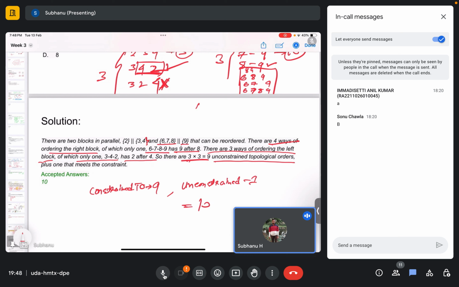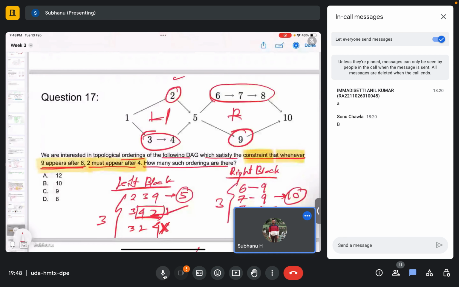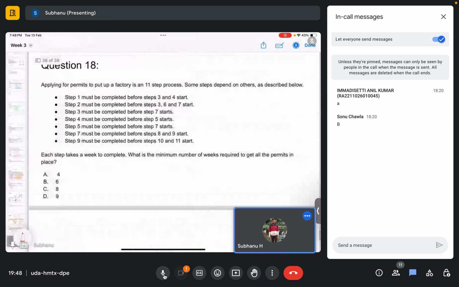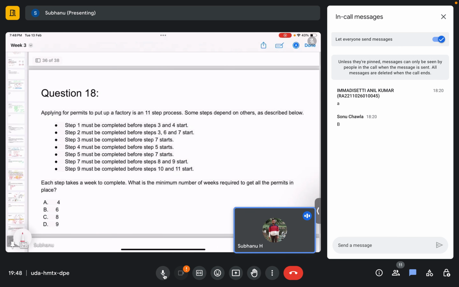Okay. So total 10 topological possibilities are there. So 10 orderings will be here. Okay, so this is our last question for today.